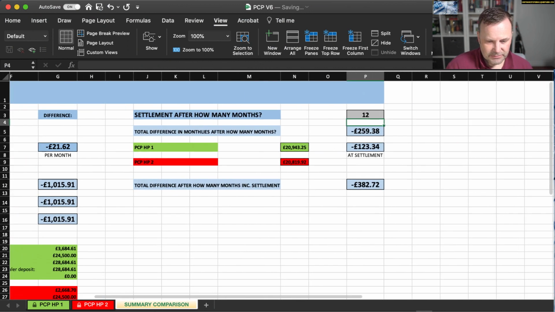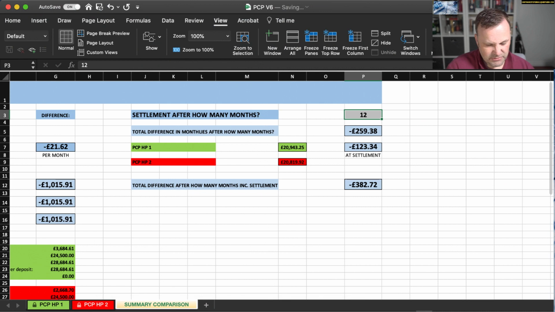And again, at settlement, look, we can go, okay, well, you know, I've come to 18 months, I want to sell it. Well, £389 difference in monthly payments, and also £135 less to settle. So £524 difference, not only because of the lower monthly payment, but because there's less interest, so therefore the settlement is going to be lower as well.